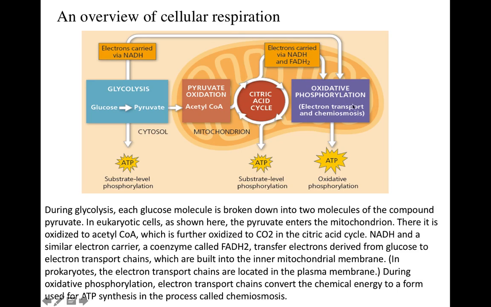oxidative phosphorylation takes place. And oxidative phosphorylation is the combination of two phenomena. One is the electron transport chain and the second one is chemiosmosis, and putting both of them together we call it oxidative phosphorylation. So what happens after they transport these electrons from the citric acid cycle to the electron transport chain, we will study in the next lecture.